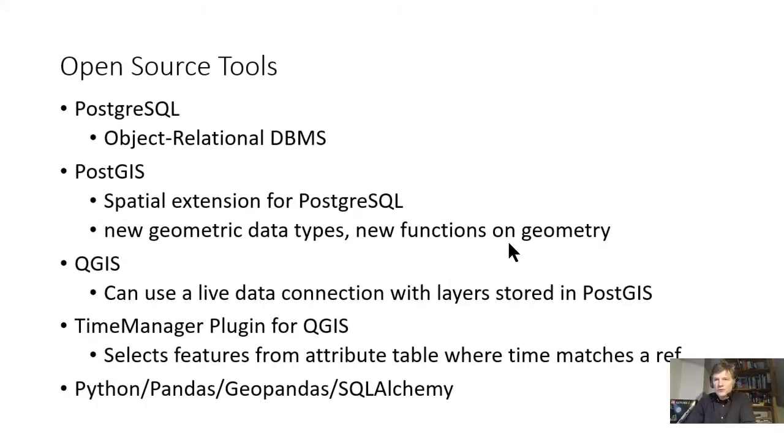So the open source tools we are using: PostgreSQL, an object relational database management system, a very powerful one. PostGIS is a spatial extension for PostgreSQL, and that basically utilizes this object relational nature of PostgreSQL, because that allows you to create your own complex data types in the database management system, together with functions on these new data types. And so PostGIS provides new geometric data types and functions which operate on geometry. QGIS is a very nice open source geographical information system.